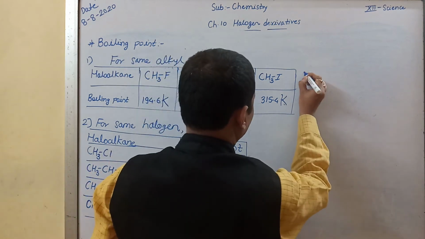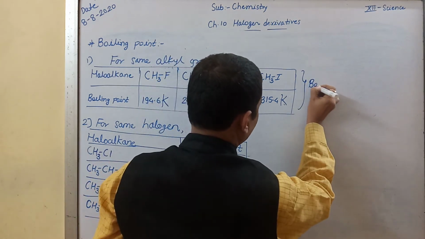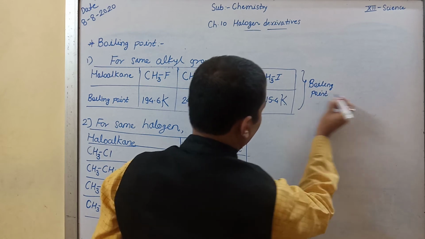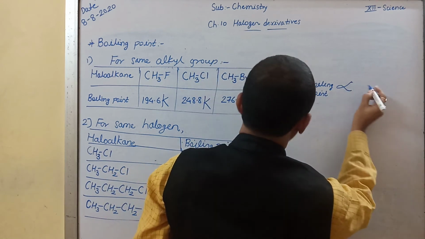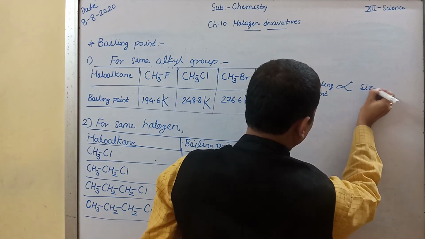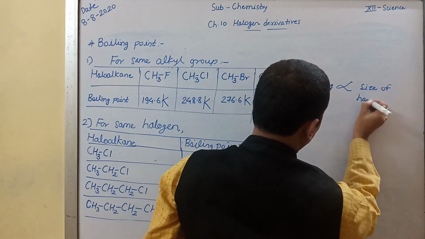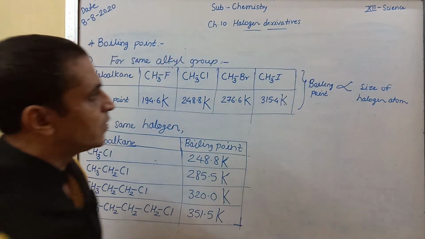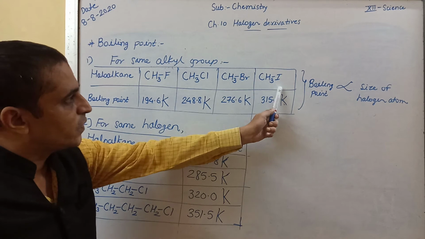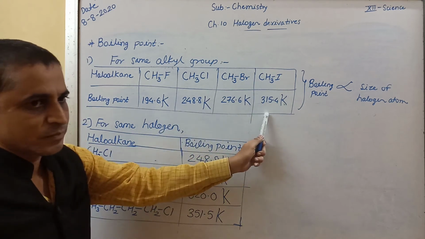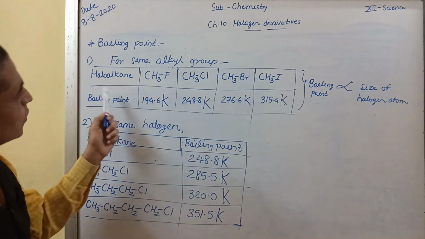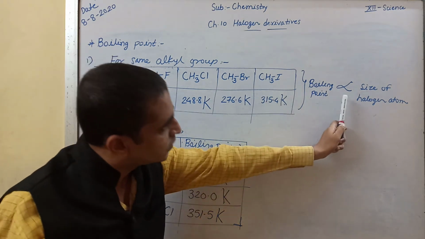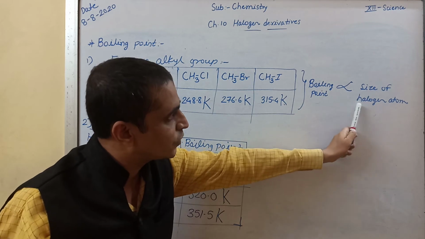See, for this table, boiling point is directly proportional to the size of the halogen atom. As the size of the halogen atom increases, boiling point goes on increasing. I hope you understood this point. That is, for this table boiling point is directly proportional to the size of the halogen atom.